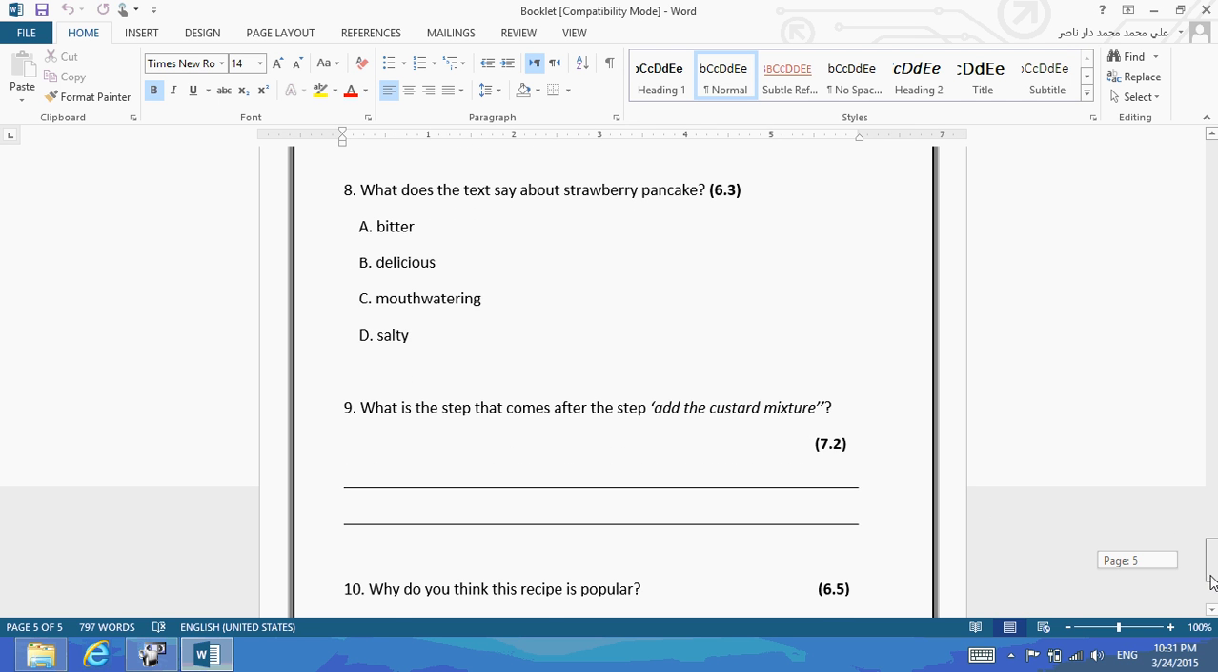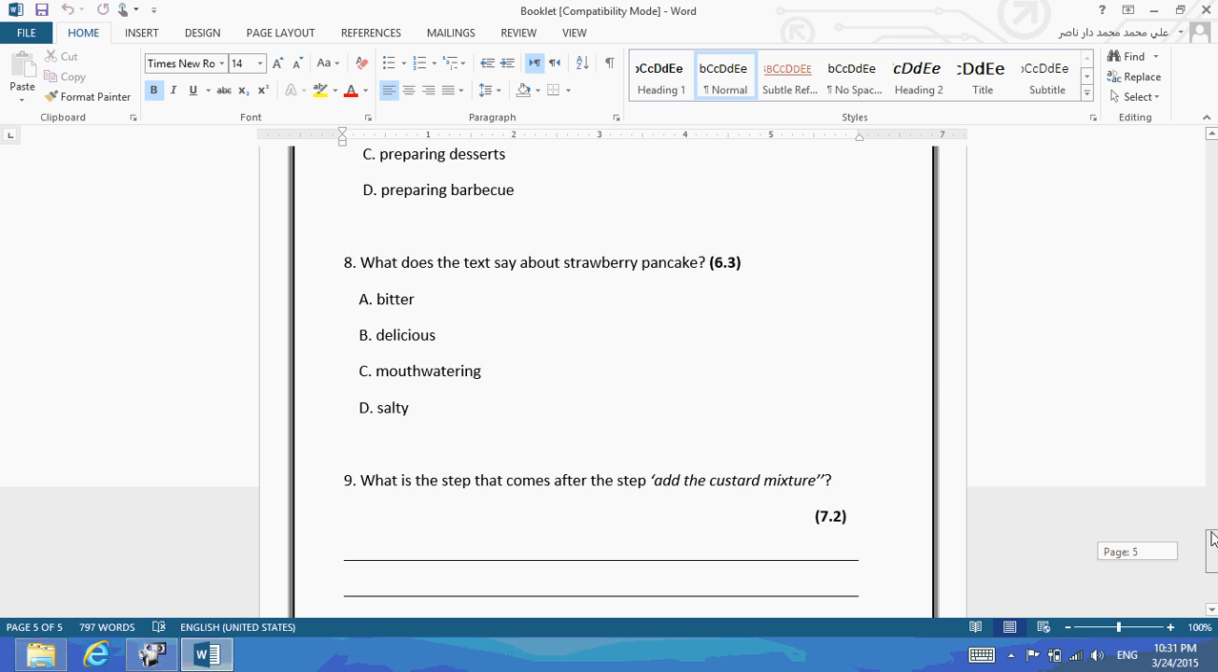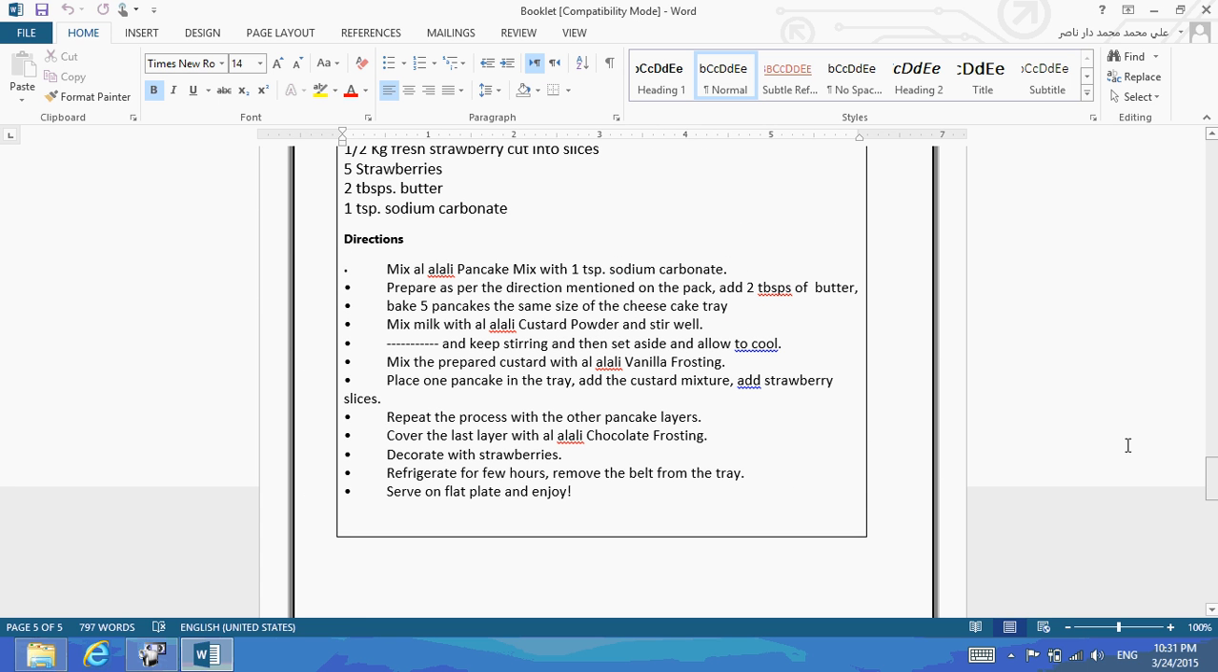What is the step that comes after the step "Add the custard mixture"? Now find the step "Add the custard mixture," then you write the step that comes after. Which step comes after? Add the strawberry slices. So the answer is: add the strawberry slices.